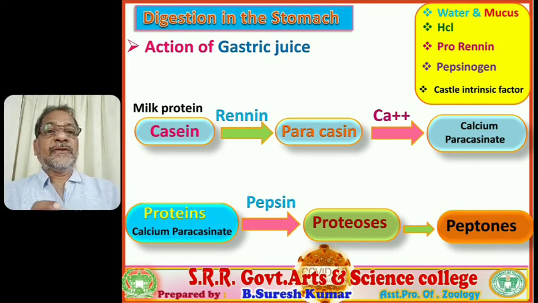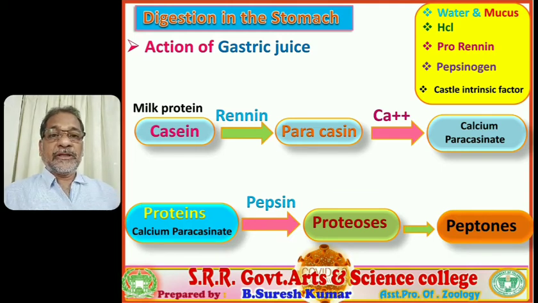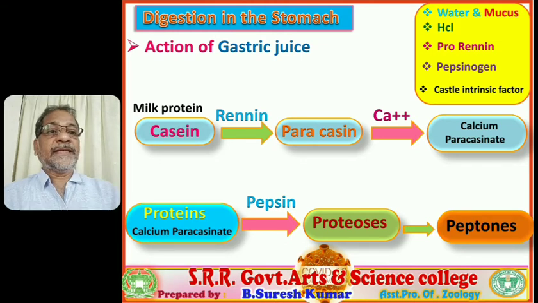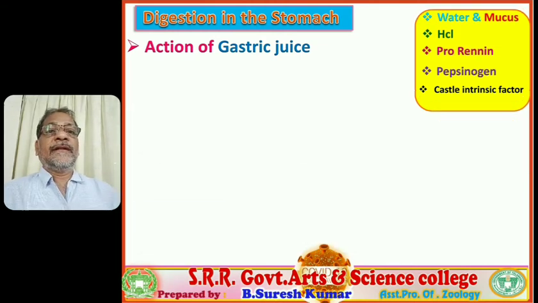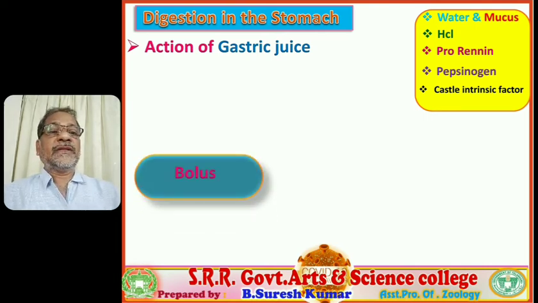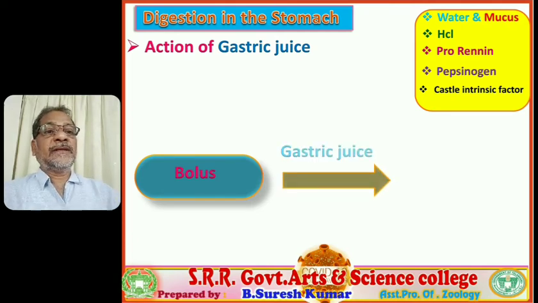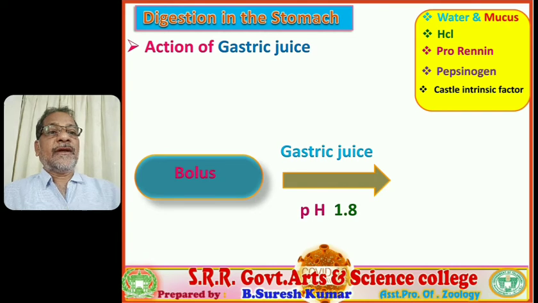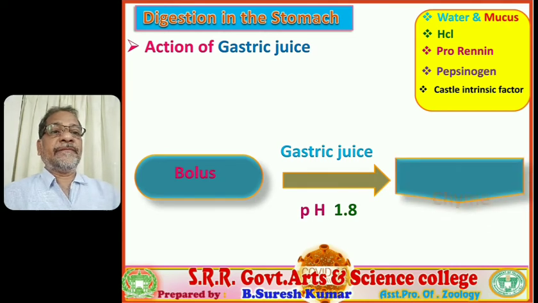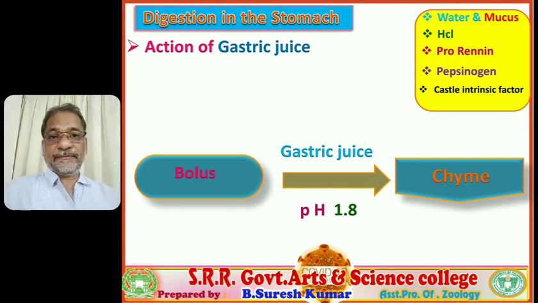So with the action of renin, calcium paracaseinate is produced. With the action of pepsin, ultimately proteoses and peptones are produced. That is the action of gastric juice. And next, with the action of gastric juice, what happened? The bolus turned into acidic chyme. The partly digested acidic food present in the stomach is called chyme.